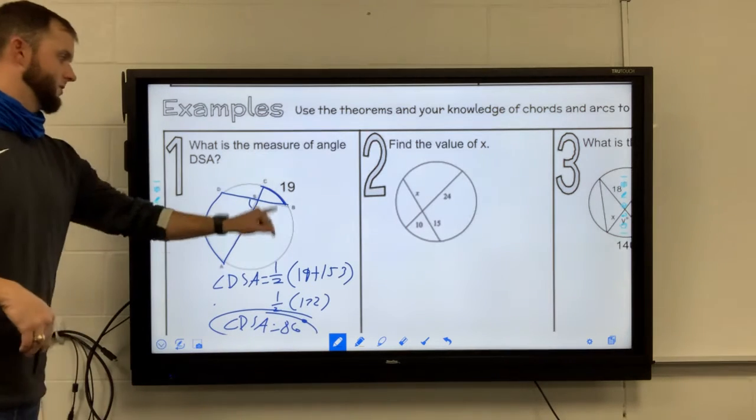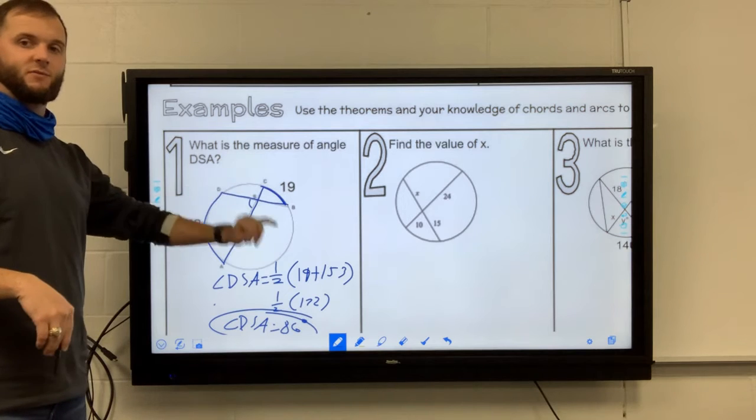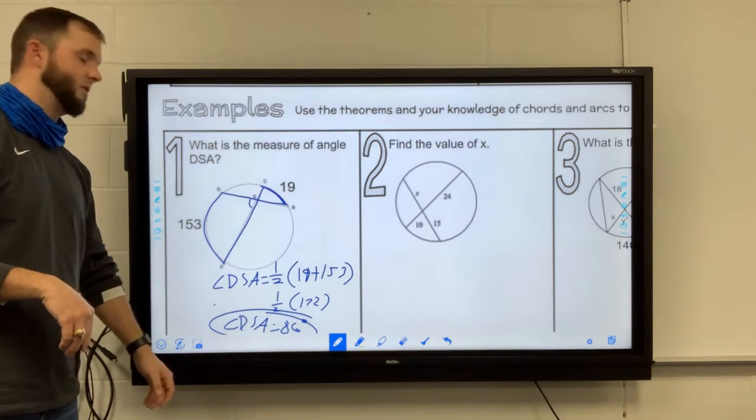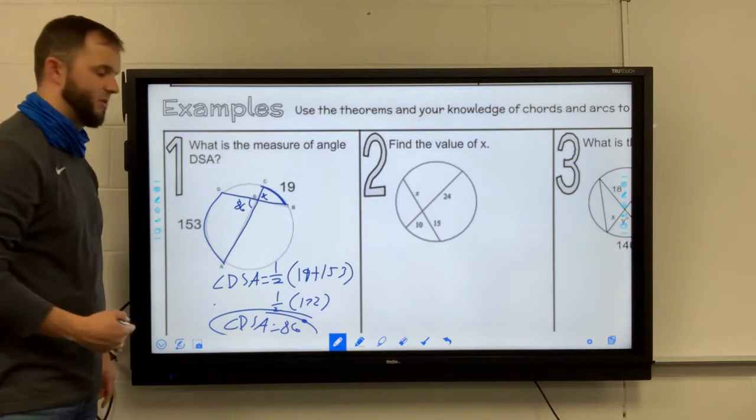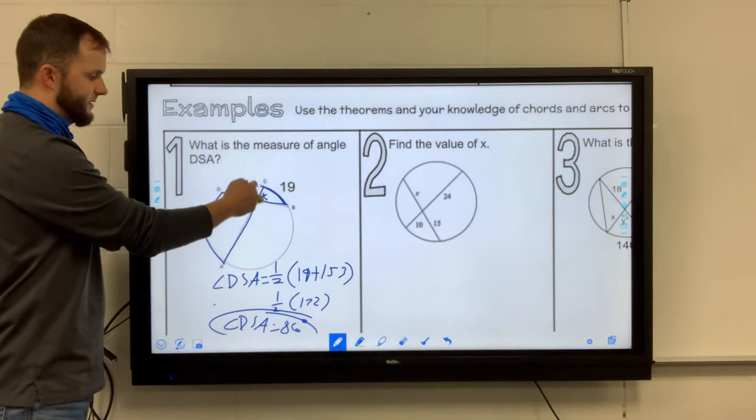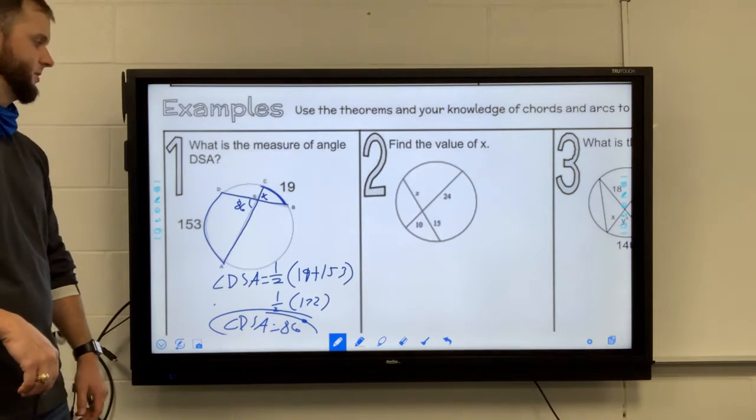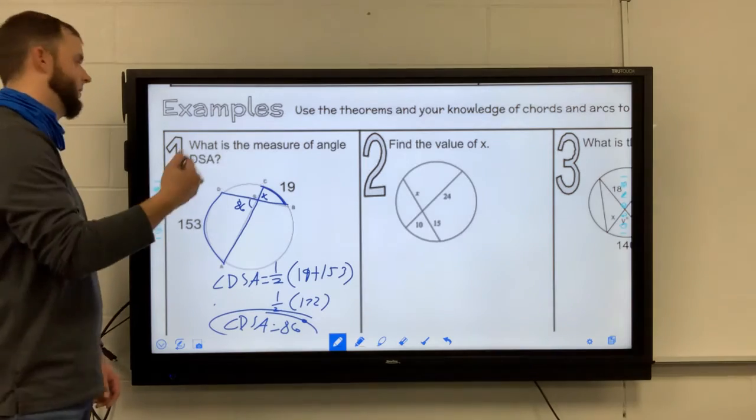Okay? So again, add the two arcs together, divide by 2, and that's going to end up giving you your angle. So if this is 86, this would also be 86 because they're vertical. And then I could actually find this because they're supplementary to each other if I wanted to. All right, let's jump over to example number 2.